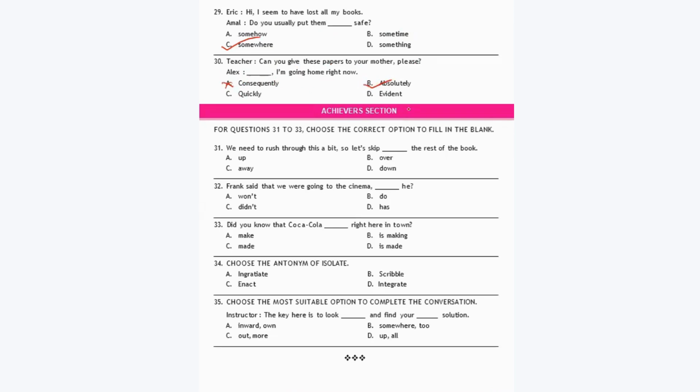Okay, it can't be quickly. And evident means clear. Okay, clear. I'm going home right now. No, this can't be your answer. So it's option B. Absolutely. I'm going home right now. Okay, so this completes your third section.